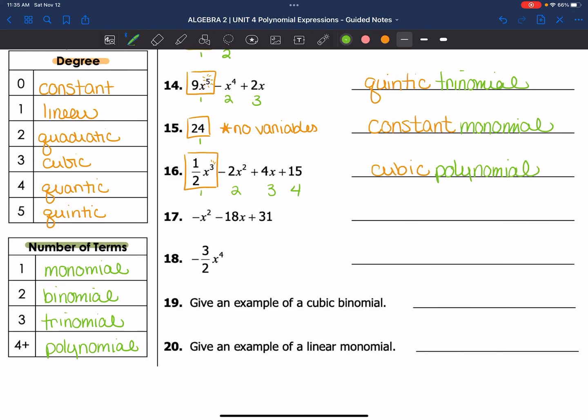All right. What is going to be the complete name for example 17? What would we call that? Based first on its degree and then on its number of terms. Well, it is squared, so that's quadratic. And there are 1, 2, 3 terms, so it is a trinomial.